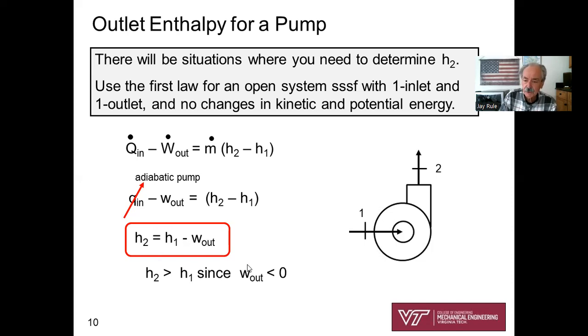So what does your common sense tell you about H2? You should expect H2 to be a bigger number than H1 because w out is going to be a negative number. It takes power to drive a pump. So I would expect H2 to be a bigger number than H1 since w out is less than 0.